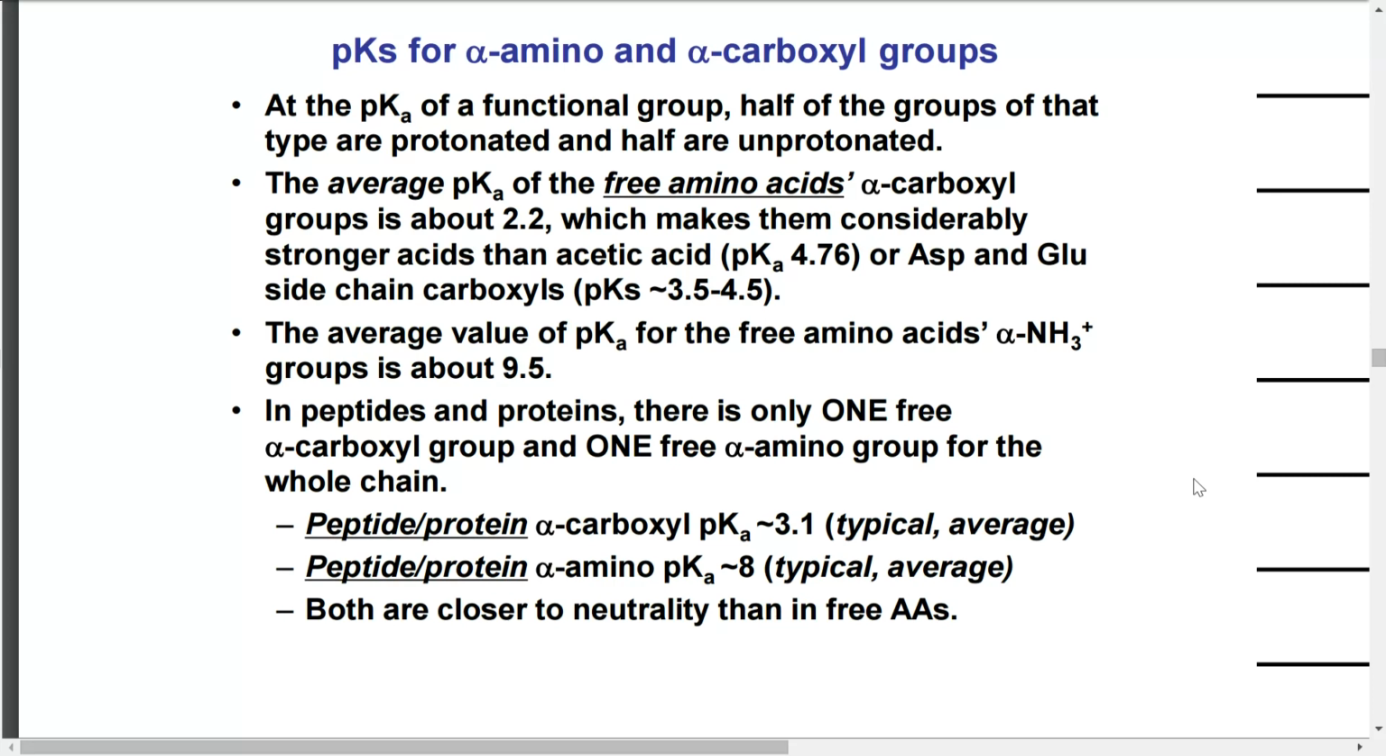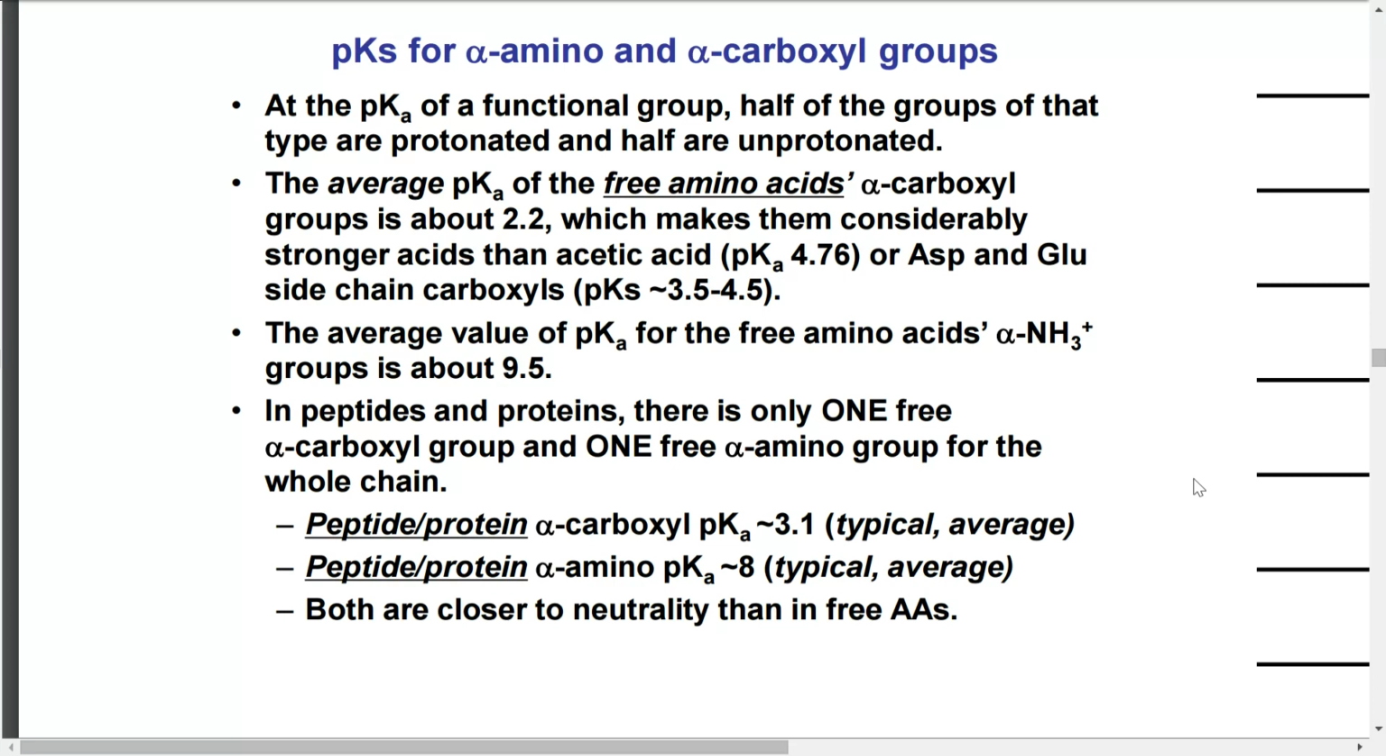Given the pKs, you can tell what the sequence is going to be. So 3.5 to 4.5 for typical acidic amino acids like aspartic acid. The average value of pK for the free amino acids is about 9.5, and then higher for the basic amino acids. If we put them onto a peptide or a protein, which we'll talk about later, it shifts the pK up on the acidic side and down on the basic side.